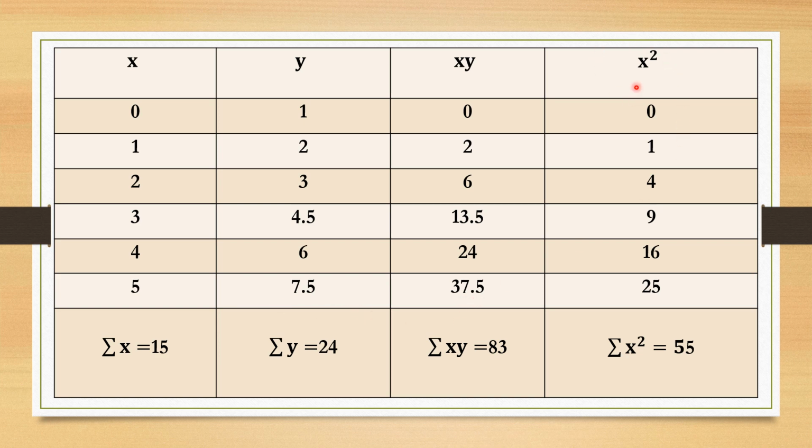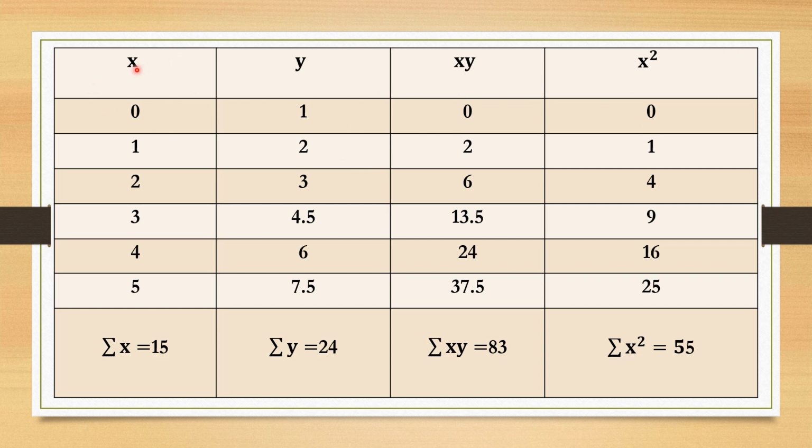Next we require x square. X square is the square of these values, square of the x column. So 0 square is 0. 1 square is 1. 2 square is 4. 3 square is 9. 4 square is 16. 5 square is 25.